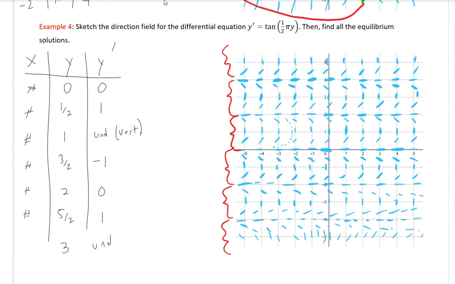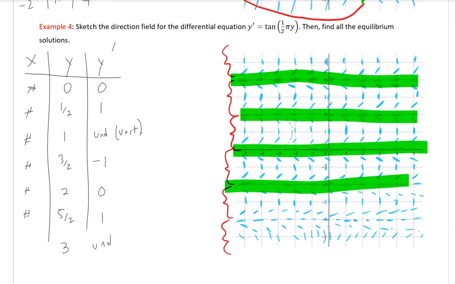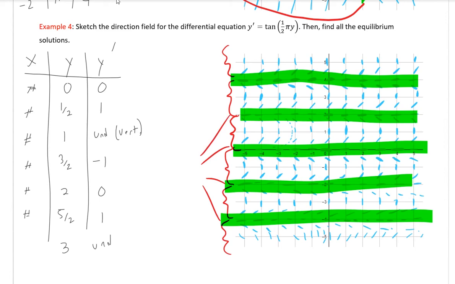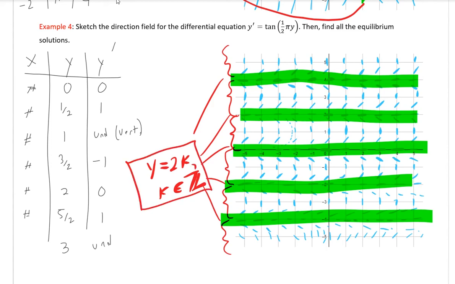Okay, so we have that general pattern. We see the equilibrium solutions at 4, at 2, at 0, -2, -4. And we notice that that's y equals all of those. So we have the equilibrium solution at y equals, in this case, 2k, where k is an integer. An integer is represented by that Z. So that would be my equilibrium solution.